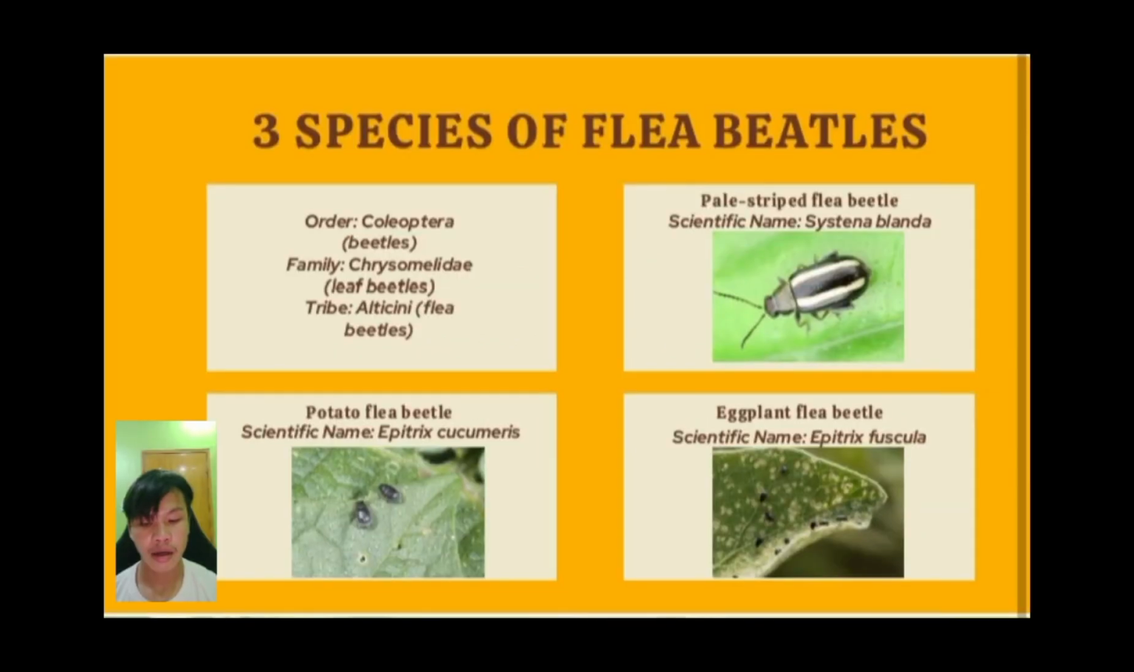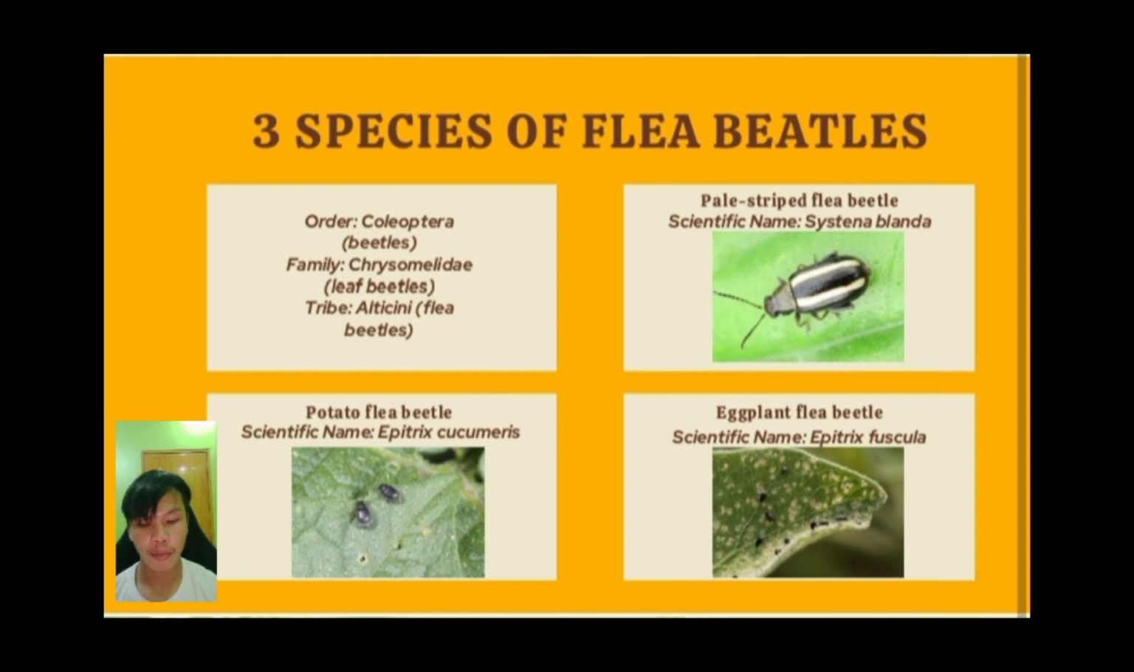Next, 3 species of flea beetles. The first is pale striped flea beetles, scientific name Systena blanda. The pale striped flea beetle has a broad white stripe down each brown wing. Flea beetles can overwinter on weed hosts surrounding fields and in soil and plant residue of previous susceptible crops such as tomatoes and other fruit and vegetable field crops.